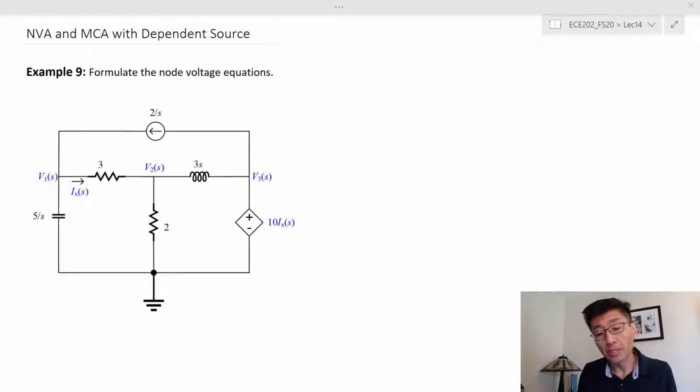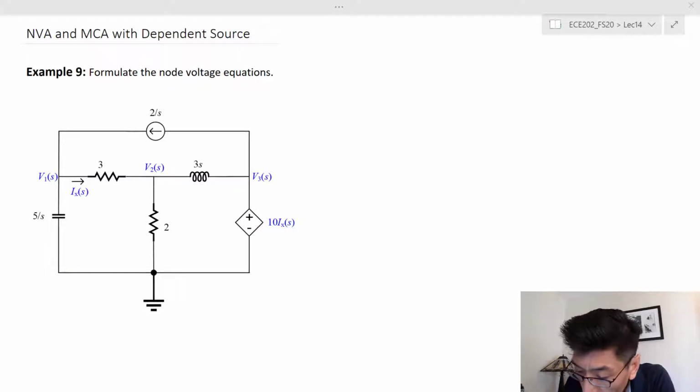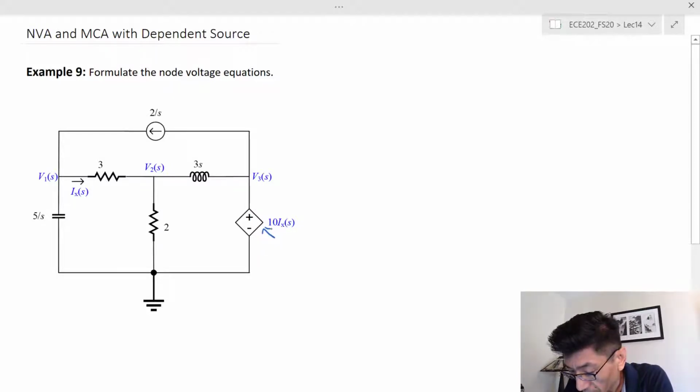Let's look at a couple of examples that involve dependent sources. One is for node voltage analysis, and the other one is for mesh current analysis. Let's look at the first one here. This is a voltage source, but it is a controlled voltage source. This voltage source is controlled by a current, right? So this is the current, and this is the controlling current.